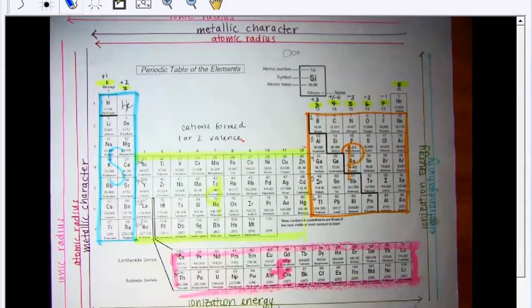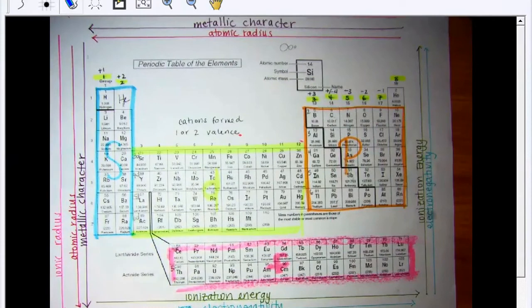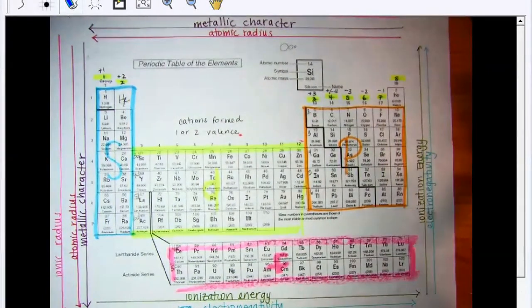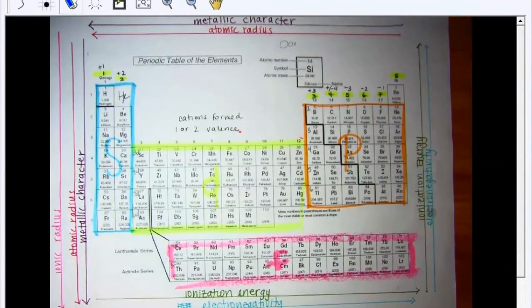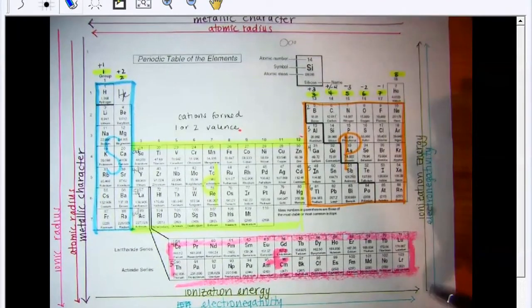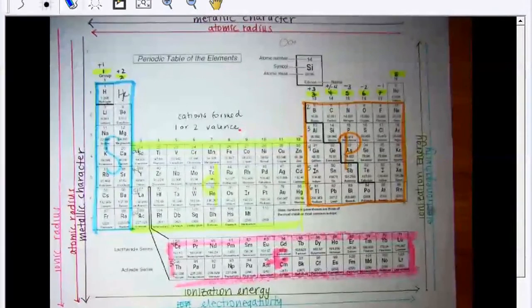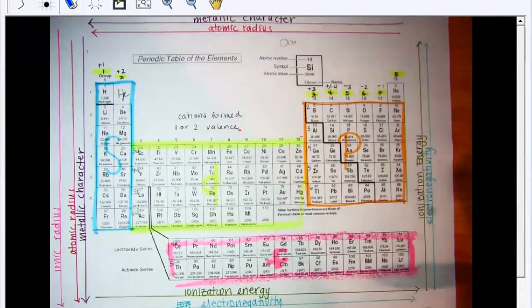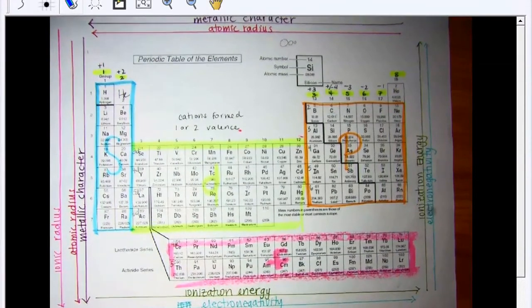So let's label our periodic table. Our ionization energy I have on the right side of the periodic table. As you go up the periodic table, it becomes more difficult to remove an electron. Your ionization energy increases as you go up the periodic table. It's opposite to your atomic radius, your ionic radius, and metallic character. As you go to the right, your ionization energy increases. It gets harder to remove an electron.